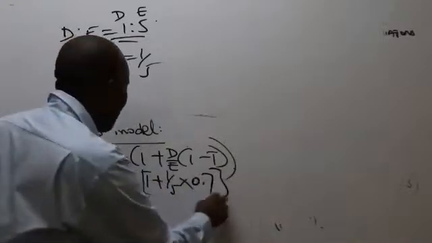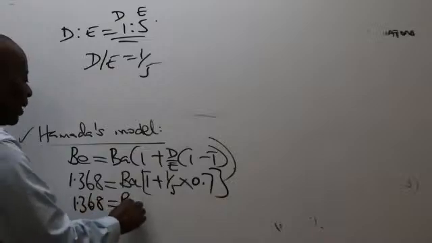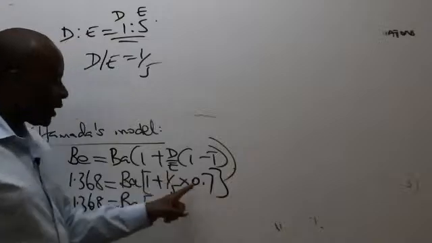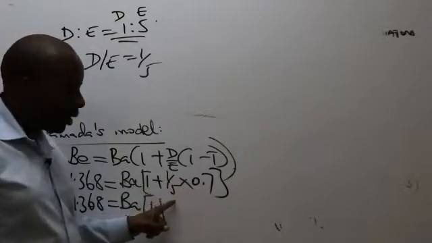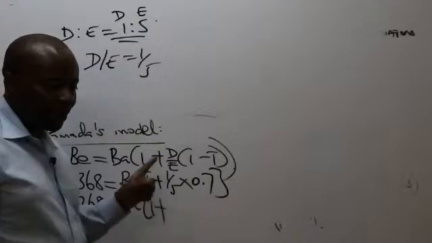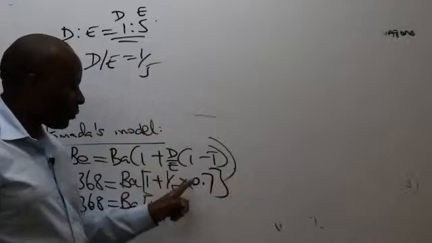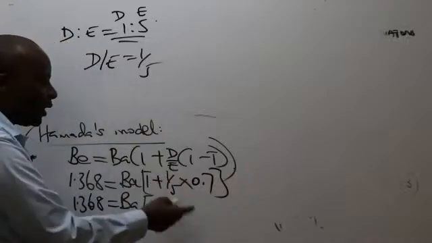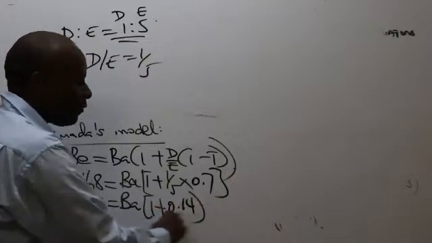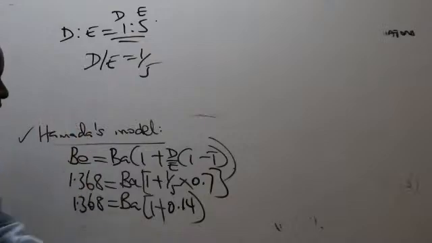So then, could you kindly tell me, this will be 1.368 equals BA times 1 plus, please give me this figure first. What is 0.7 divided by 5? It is 1/5 times 0.7. Somebody give me this in form of decimals. Somebody is giving me a figure of 0.14. Lucia and Pamela have given me that.